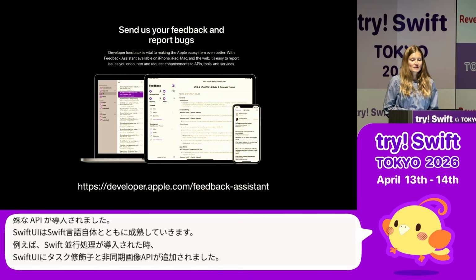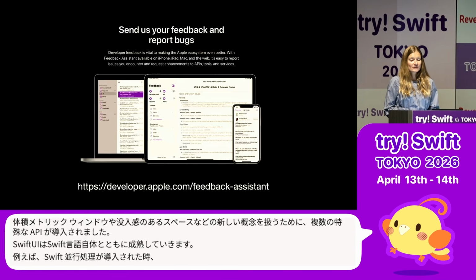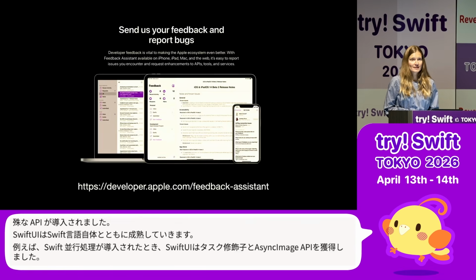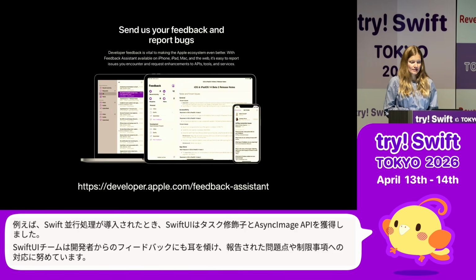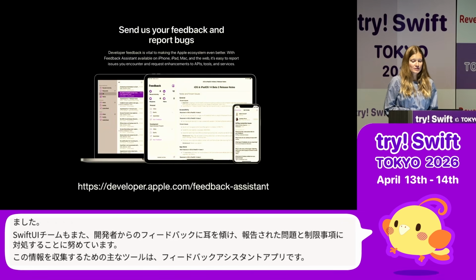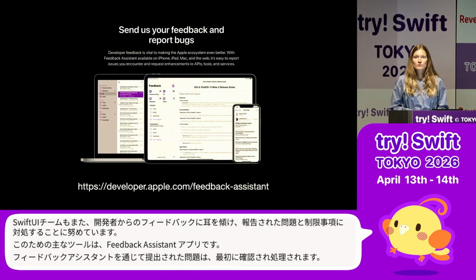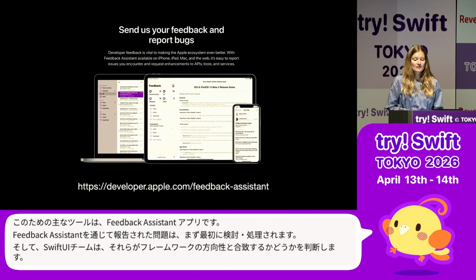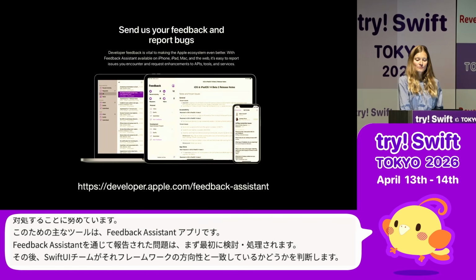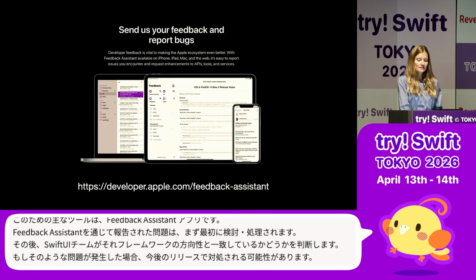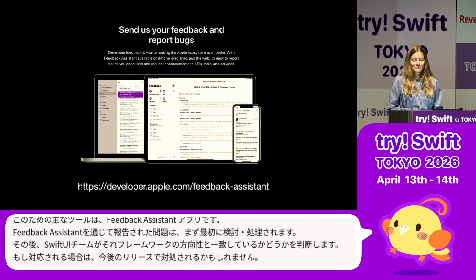The SwiftUI team also listens to developer feedback and tries to address reported problems and limitations. The main tool for gathering this is the Feedback Assistant app. Issues submitted through Feedback Assistant are reviewed and processed first. Then the SwiftUI team decides if they align with the direction of the framework. If they do, they may be addressed in upcoming releases. The more requests there are for similar things, the more likely they are to be prioritized.